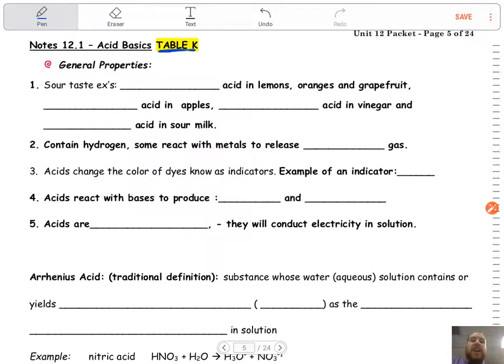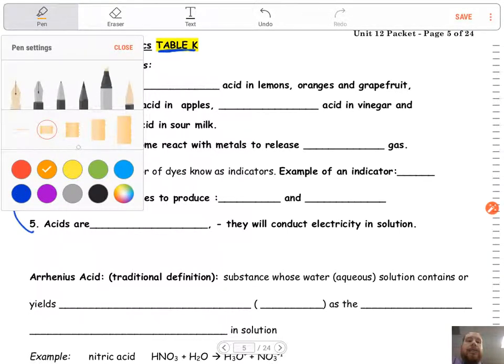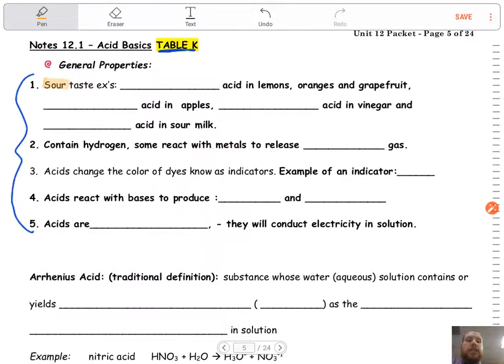General properties, 5 general properties. It's highly encouraged that you guys make flashcards for these 5 properties. Put acids on one side and then these 5 properties on the back. So acids, 1, they have a sour taste. Okay, they have a sour taste.